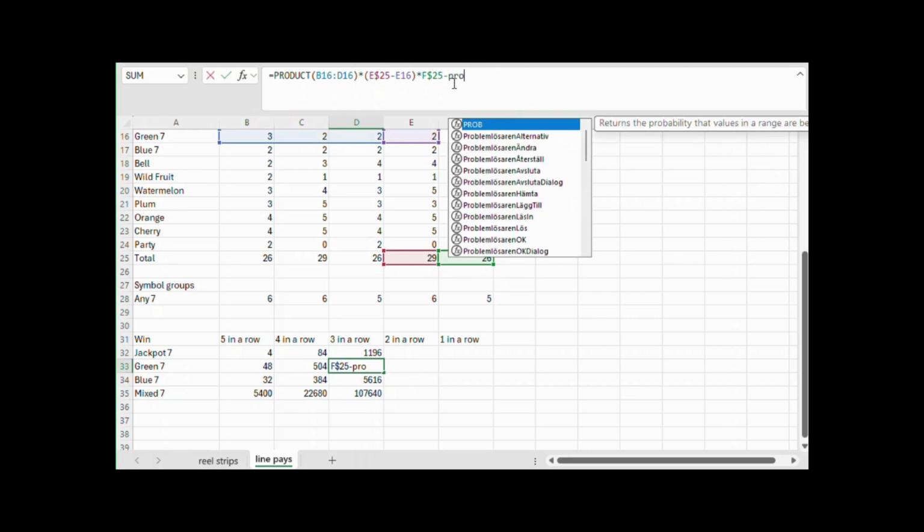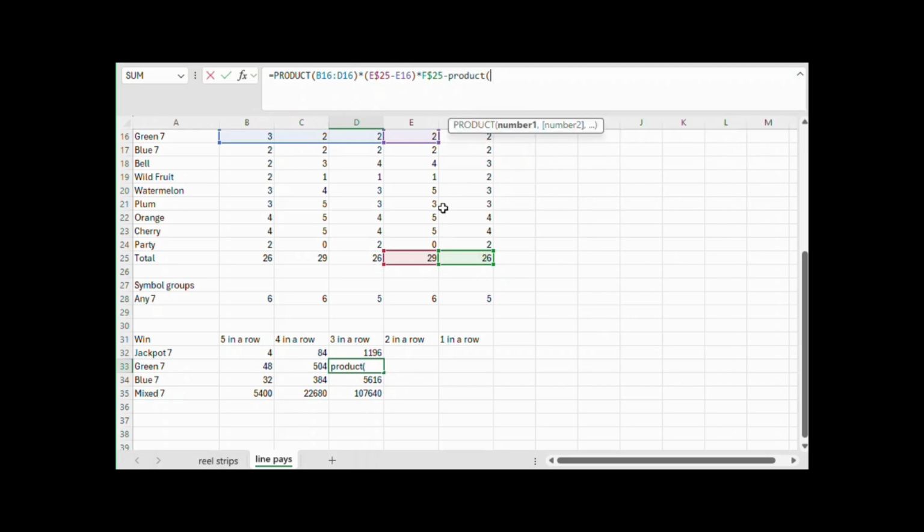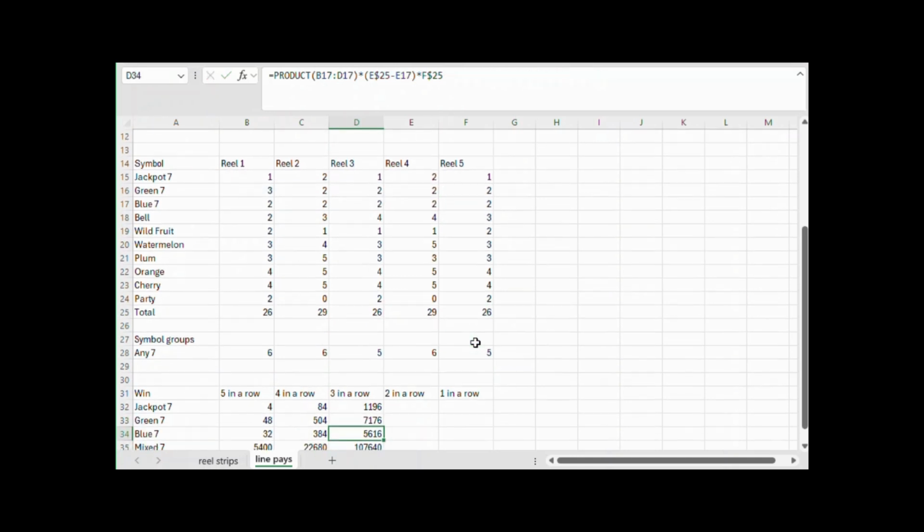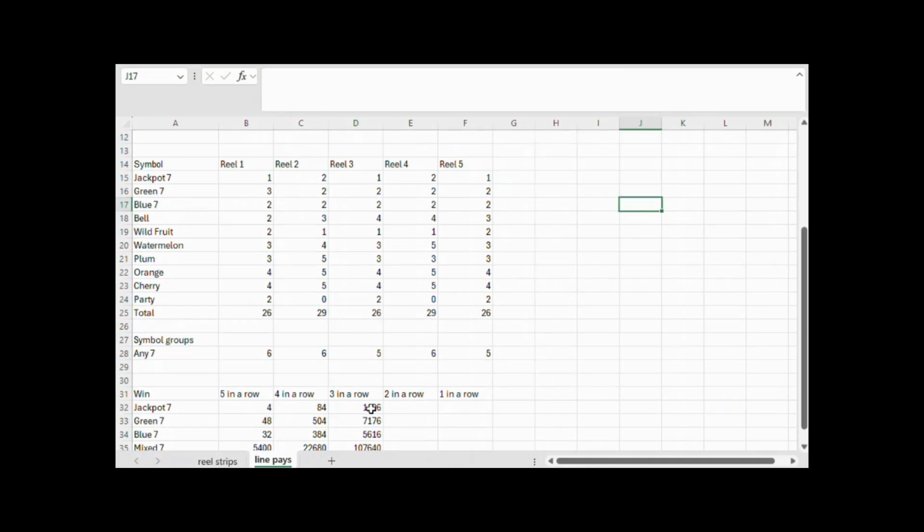So we're going to subtract out the product of 3 times 2 times 2 for the green 7s on reels 1 to 3, times the number of ways he can get a Jackpot 7 or a blue 7 on reel 4, times the number of ways he can get anything on reel 5. So that takes that one down to 7,176.